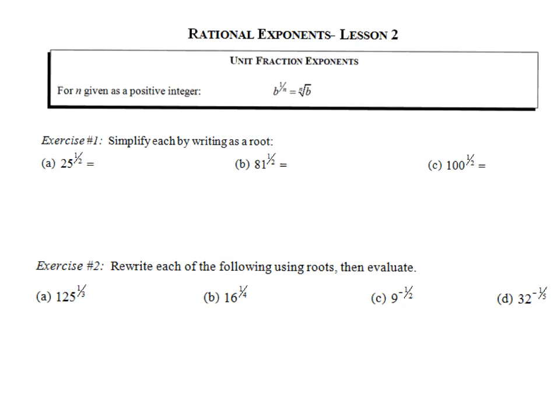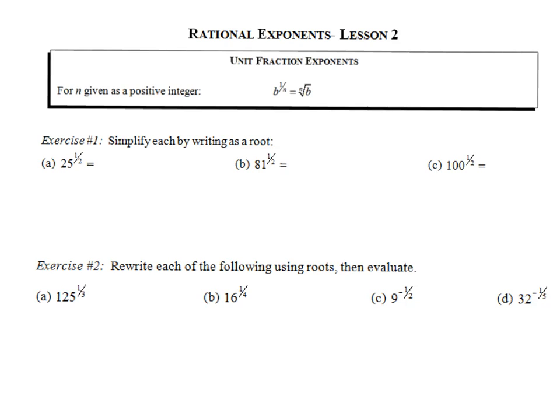Now in the first box, you'll notice that we have a definition. This time we're going to look at what we call unit fraction exponents. Unit fraction exponents just means that our exponent is a fraction, but the numerator of that fraction is a 1. So you'll need to know this definition. b to the 1 over n is exactly equivalent to the nth root of b.